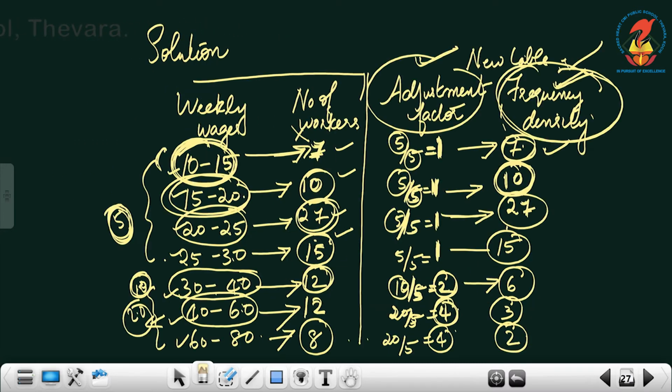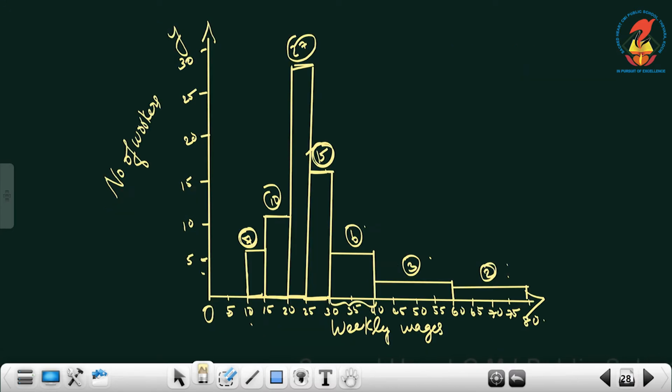Next is 30 to 40, where your class interval is changed. Your adjustment factor is 2 and your frequency density is 6. Therefore, for 30 to 40 I will be marking it as 6. So, 30 to 40 and I have marked it as 6. Then comes the next one. Here 40 to 60 is the next one. So, here on the x-axis you have to represent from 40 to 60. Here the width of the bar and the length of the bar will be considered for comparison.